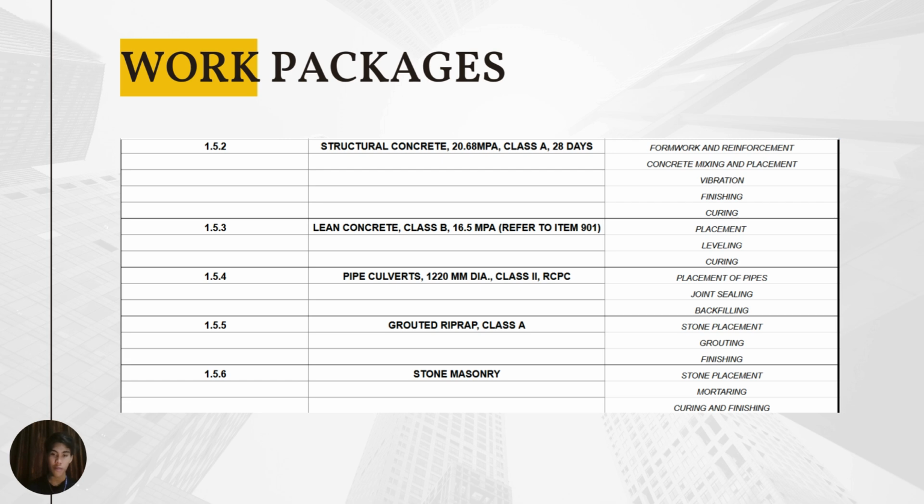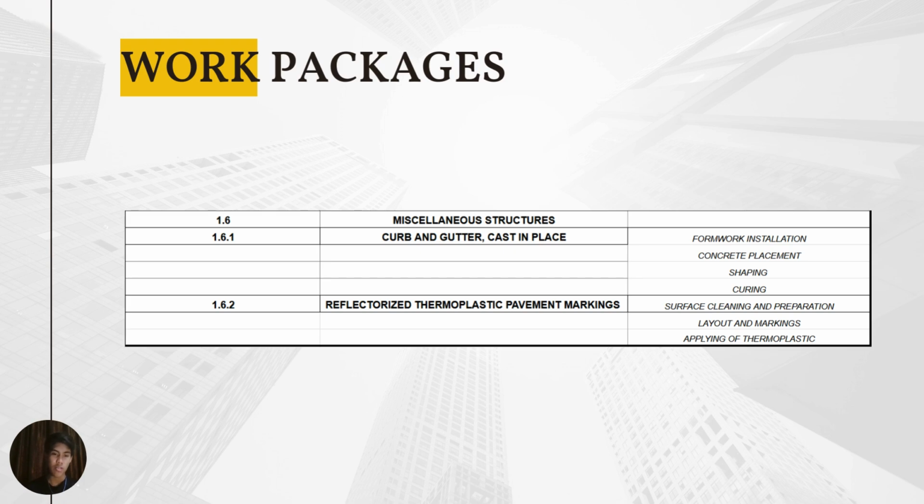For pipe culverts, we have placement of pipes, joint sealing, and then backfilling. For grouted riprap, class A, we have stone placement, grouting, and finishing. Next is stone masonry, which includes stone placement, mortaring, curing, and finishing. For miscellaneous structures, we have curb and gutter. These are cast in place. We have formwork installation, concrete placement, shaping, and curing. And lastly, for reflectorized thermoplastic pavement markings, we have surface cleaning and preparation, layout and markings, and applying of thermoplastic.